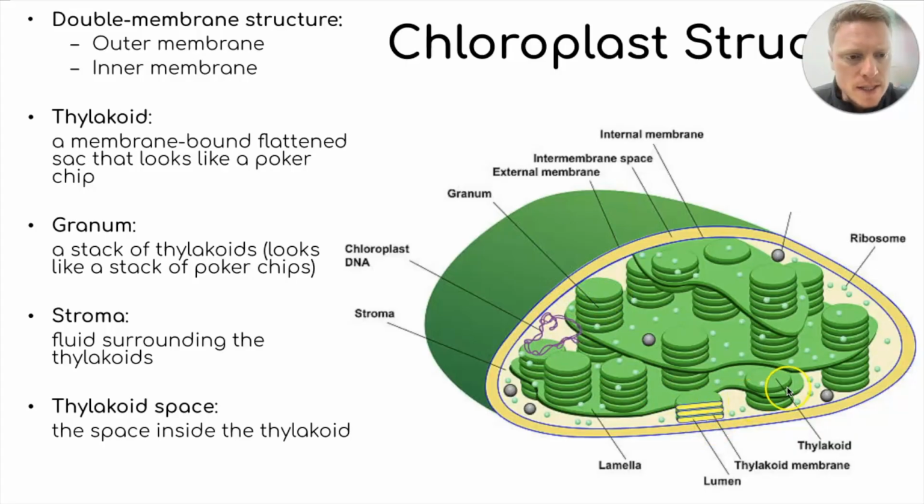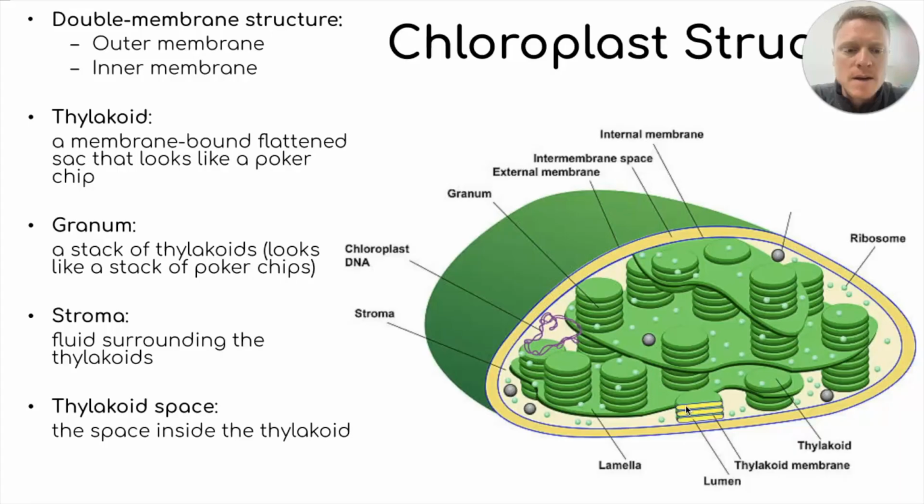But then, if we want to get down to the business end of the chloroplast, we want to look at the thylakoids. The thylakoids look like stacks of coins, and a stack of coins is called a granum. So I'm just trying to get my cursor to work here. So here's a thylakoid, here's a thylakoid, here's a thylakoid. And all of these thylakoids are surrounded by a phospholipid bilayer, so they've got that membrane around them.